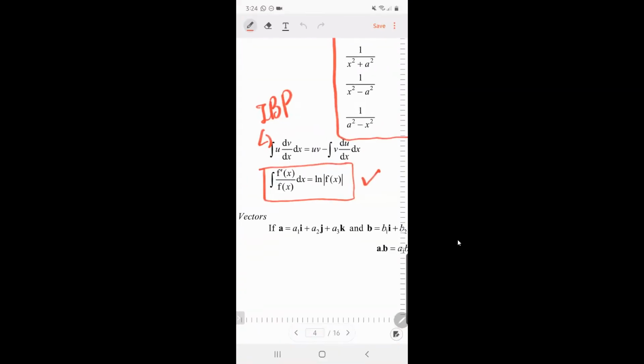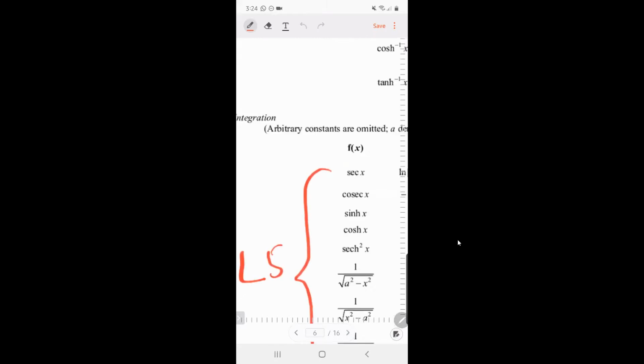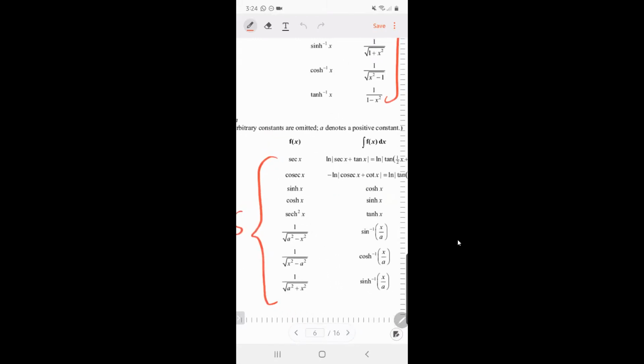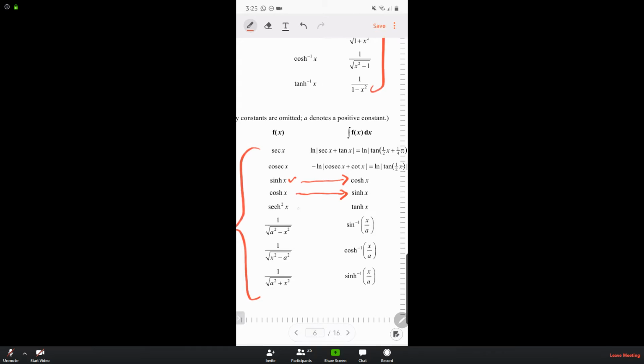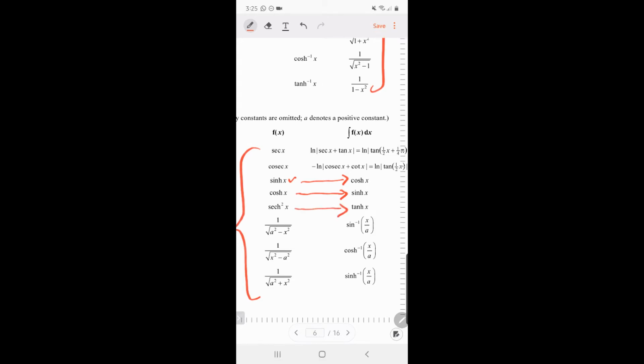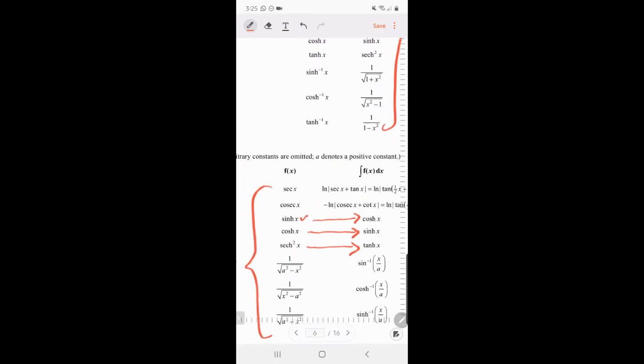Now, if you look at the formula list, go to page 6. I think most of you can see from here that if you are asked to integrate sinh x, the corresponding integral is cosh x, because you differentiate cosh x, you get sinh x. To integrate cosh x, you get sinh x, because you differentiate sinh x, that gives you cosh x. And for the last one, if you integrate sech square x, you will get tanh x. So you have to look at these three formulas here.